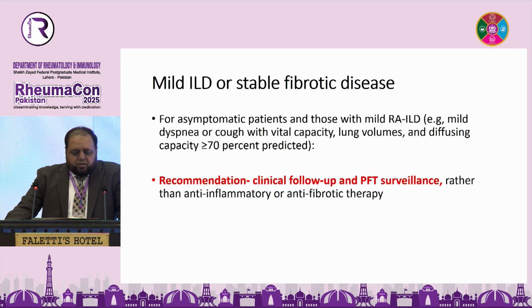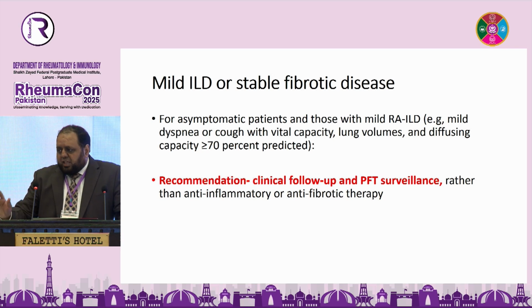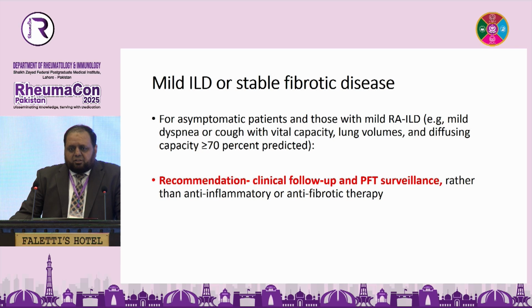So patients who are asymptomatic and those who have mild ILD, it means they have mild dyspnea or cough with vital capacity, lung volumes and diffusing capacity more than 70% of predicted. So in this scenario, it is recommended just clinical follow-up and surveillance with PFTs. We will watch the PFTs, we will not do HRCT repeatedly in these cases. We will watch the PFTs, and if they deteriorate, then we can go for HRCT.